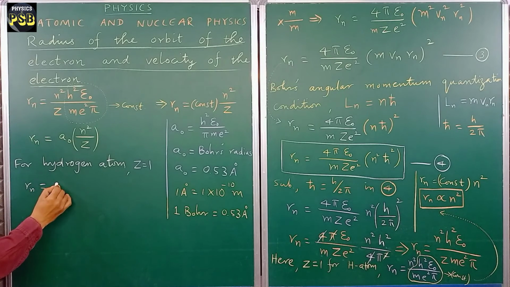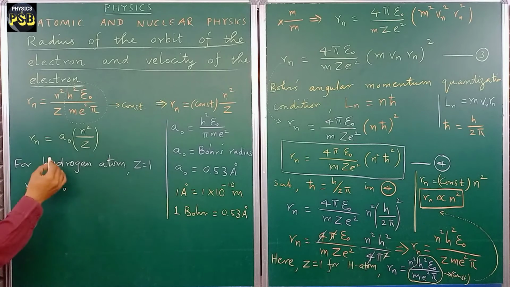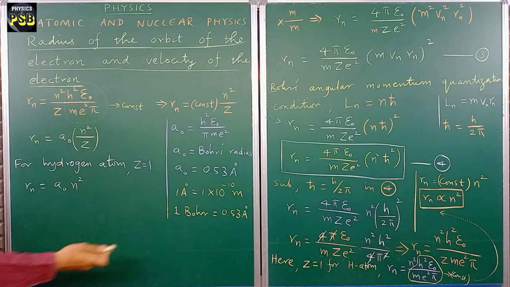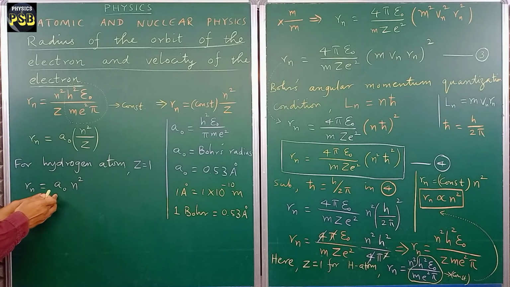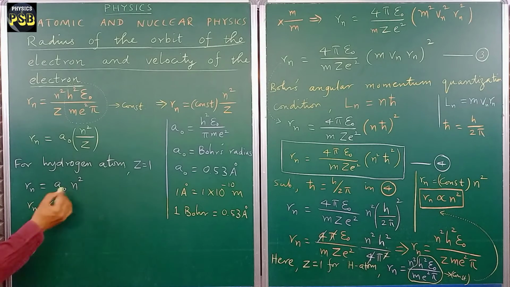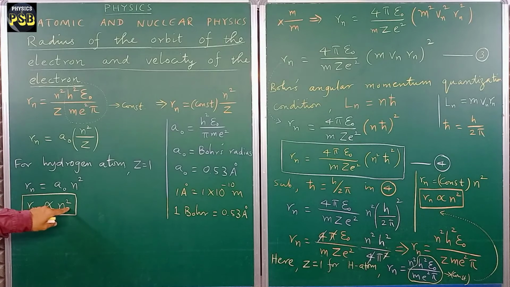Rn equals a naught n square. This is what I'll get. Now we know very well, already I have explained that here, equal to sign multiplied with constant gives us proportionality. So this is directly proportional to n square. This is the relation between radius of nth orbit and the principal quantum number. Here n is the principal quantum number.